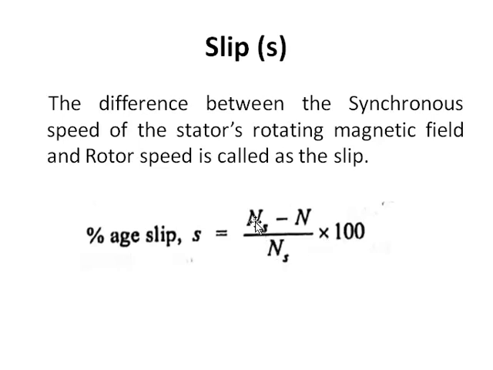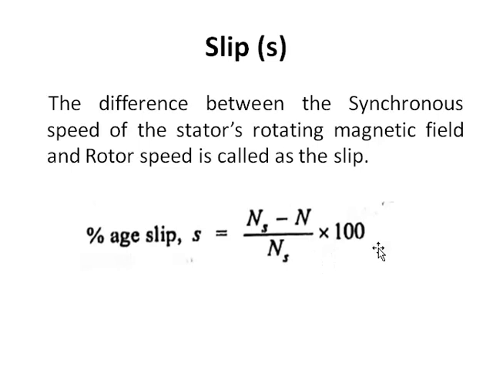Similarly, when the motor starts picking up the speed, it will become very close to Ns. For example, we will take this as 1000. If 1000 rpm is the synchronous speed, and let's say the rotor rotates up to 900 rpm, then what would be the slip? 1000 minus 900 divided by 1000, that is 100 divided by 1000, that is 1 by 10, that is 10%.